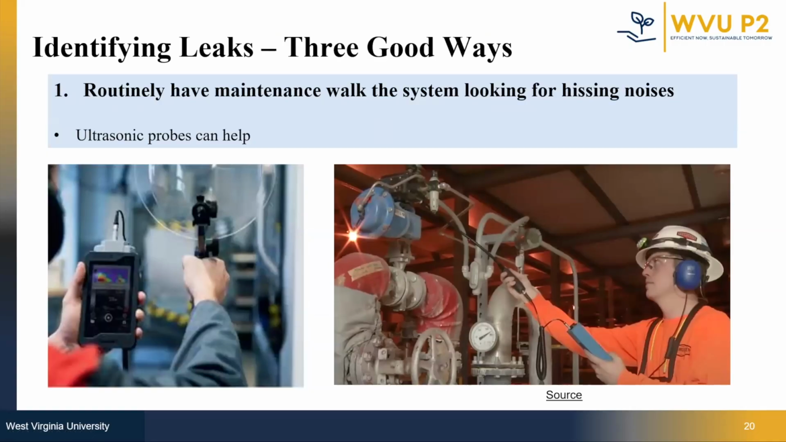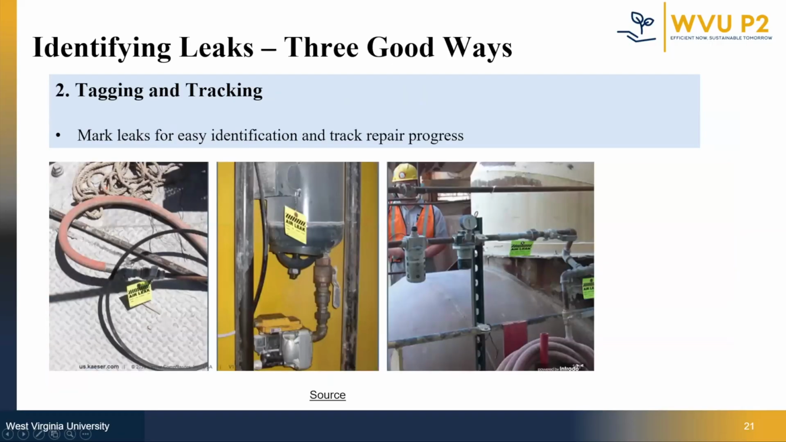One of the simplest and most effective methods is to routinely walk the system and listen for the hissing noises. You would be surprised how often leaks go undetected until someone takes the time to listen carefully. Of course, in a noisy industrial environment, our ears aren't always enough. That's where ultrasonic probes come in. These tools can pick up high frequency sounds from even the smallest leak, helping the maintenance team locate issues quickly and accurately repair them.